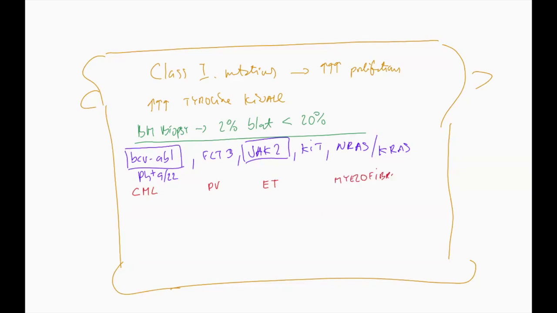So these are the 4 entities we should remember. Basically, the idea is that in CML, the cells from the myeloblast that will come are dominating. So those are neutrophils and basophils and so on. Leukocytes are much higher than the other ones. In polycythemia vera, those are erythrocytes. In essential thrombocytosis, those are thrombocytes.